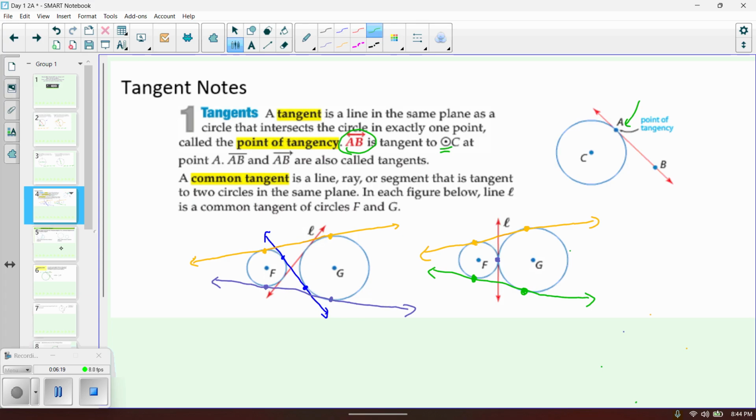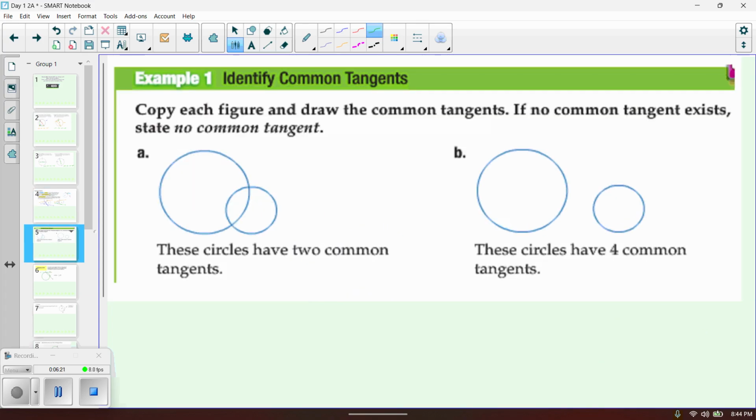So let's take a look. It says to copy each figure. You don't have to. You should have it on your page. But then draw the common tangents. Now, it says if no common tangents exist, state that no common tangents exist.